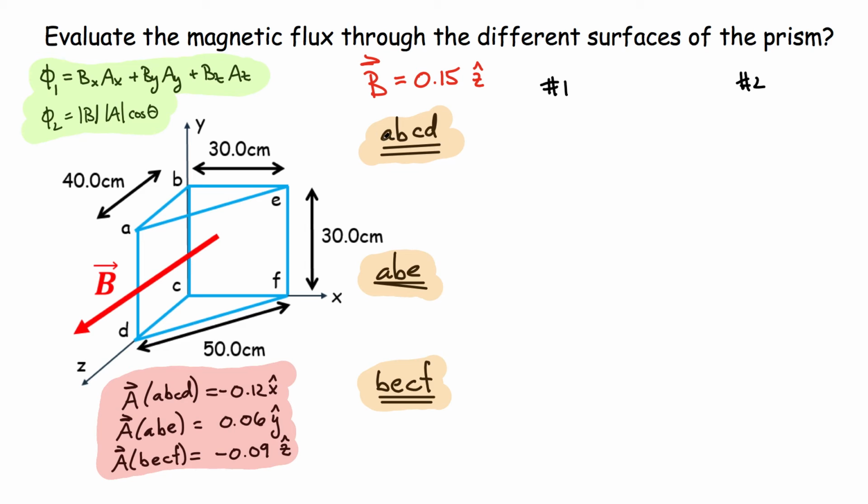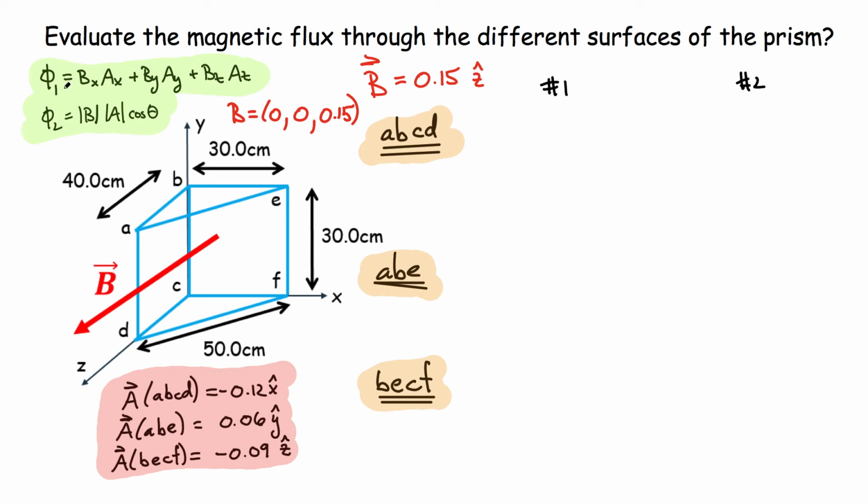So let's look at our first surface, which is ABCD. ABCD is this rectangular surface over here. It had a magnitude of 0.12. It was in the negative x hat direction. So again, the vector B here only has a z hat component. That's it. If you were going to write the vector B in component form, it would look like 0 for the x direction, 0 for the y direction, and 0.15 for the z hat direction.